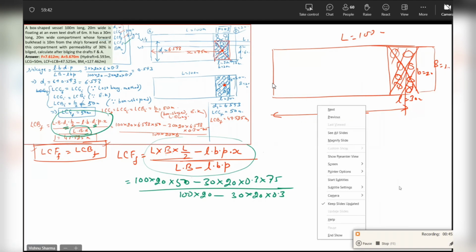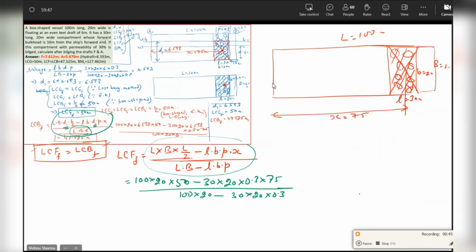Now I'll change to the blue marker. We come to the most important part of this particular topic now. Recall the formula for BML. All this while you were calculating BMT over the last 2 days. Now we are coming to BML. BML is the moment of inertia of the intact water plane about an athwartship axis through the center of flotation divided by volume of displacement. Am I right, guys?